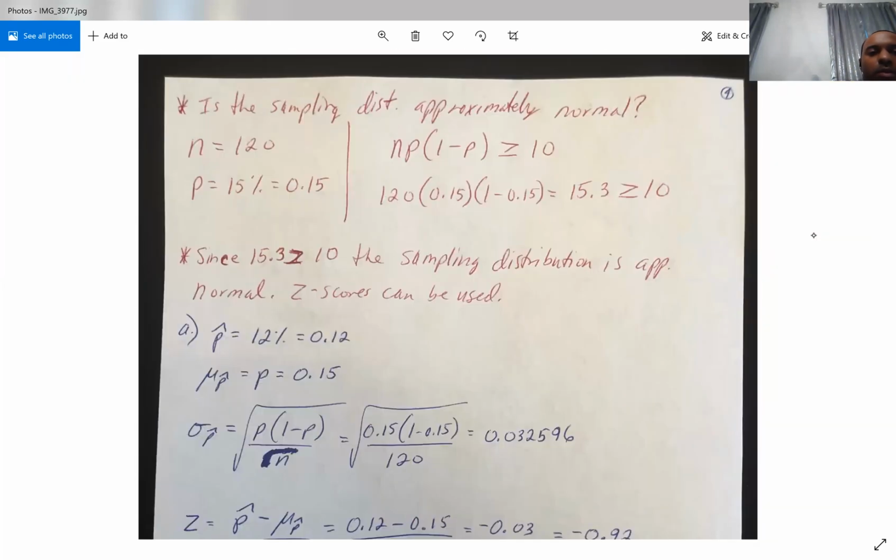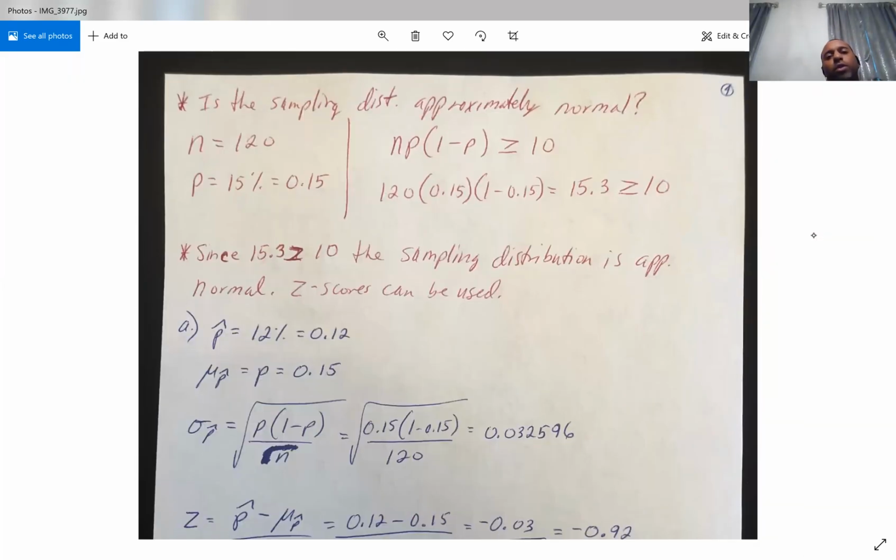Here we go. So the first thing we want to establish is whether our sampling distribution is approximately normal. N is 120, that was our sample size. P is 15%, so you convert that to a decimal as 0.15. So you do 120 times 0.15 times 1 minus 0.15, which is 0.85. When you multiply those together, we get 15.3, which is greater than 10. So since 15.3 is greater than 10, the sampling distribution is approximately normal, and that means z-scores can be used.